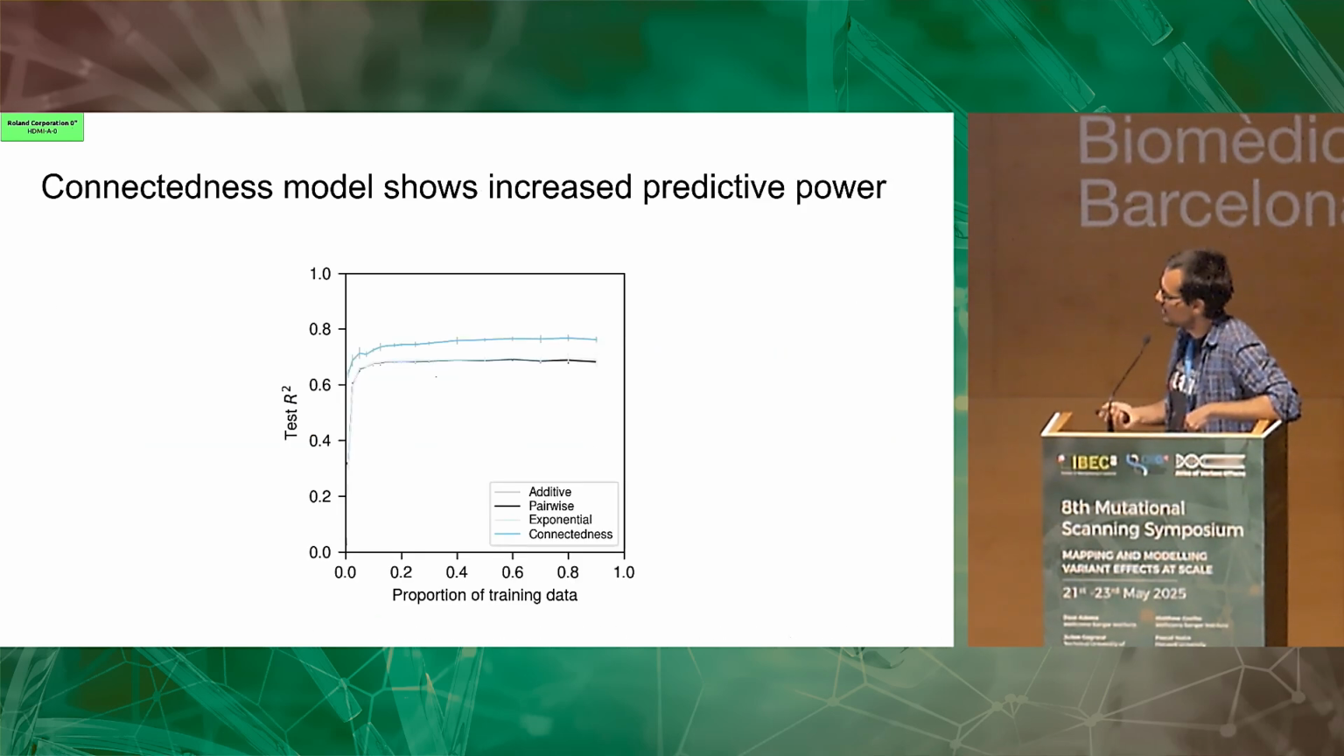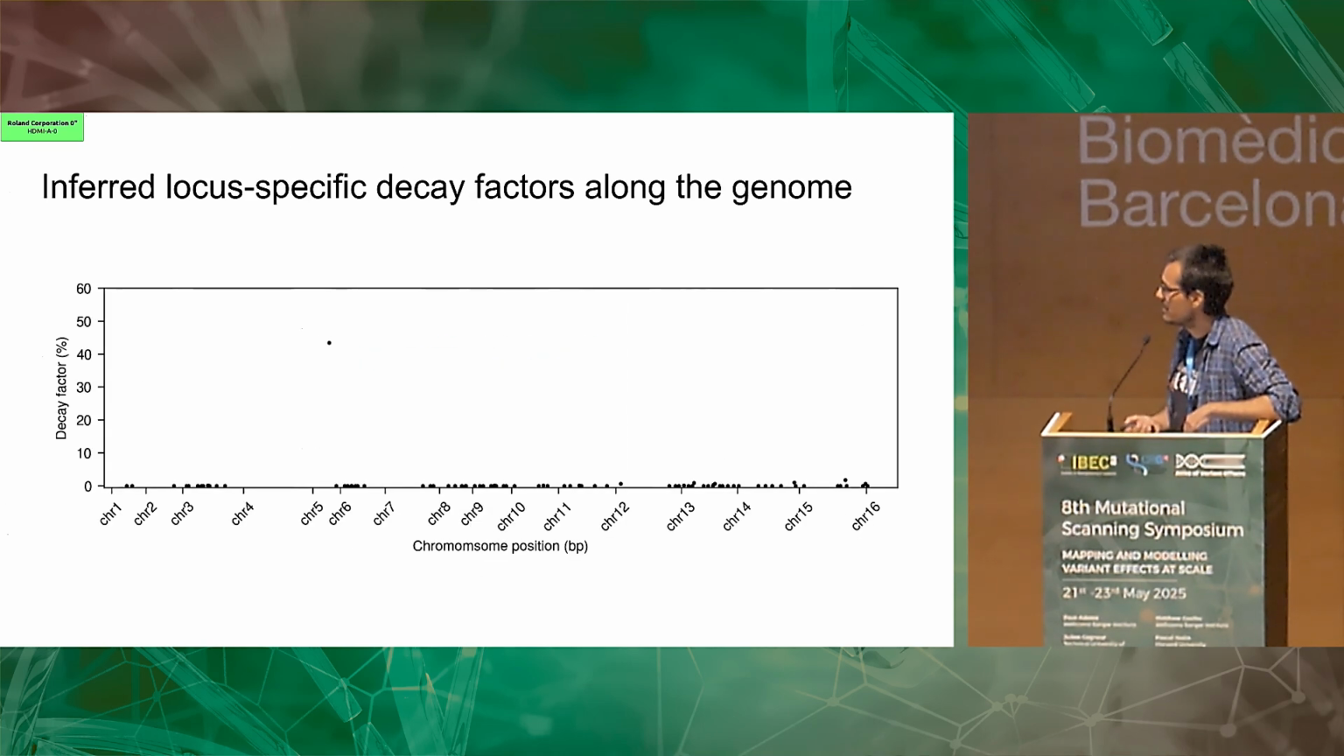Here I'm showing you the predictive performance on held-out data for different models using different amounts of training data. We can see that our new model performs much better than the previous models on any amount of training data. But the best thing really is that now we can make these maps. This looks like a Manhattan plot, but now on the y-axis we have this decay factor that tells us how much mutations at each of these loci affect the predictability of other mutations.